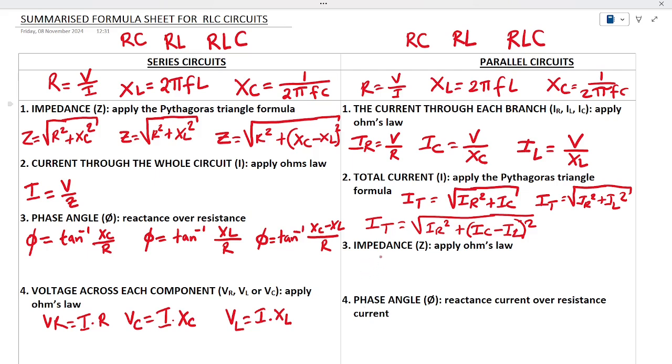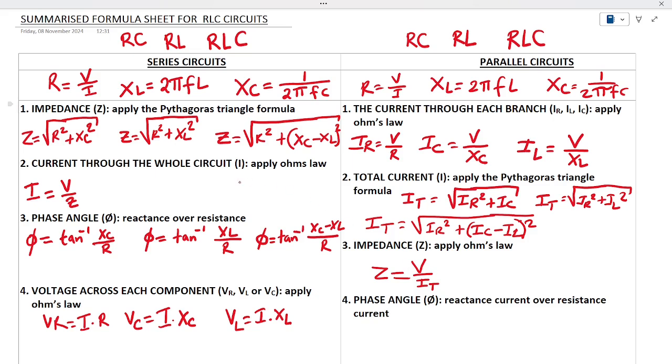Now, how do you deal with the impedance? Impedance is so simple. In parallel, the way to calculate impedance is to apply Ohm's law. So your Z is going to be equal to V over total current. Now, before we continue, let's observe. How do you calculate the impedance in series? You apply the Pythagoras formula. How do you calculate the impedance in parallel? Simple Ohm's law, V over total current.